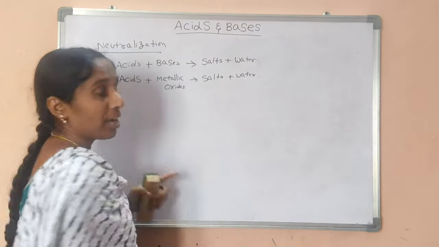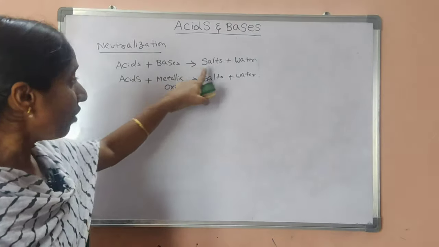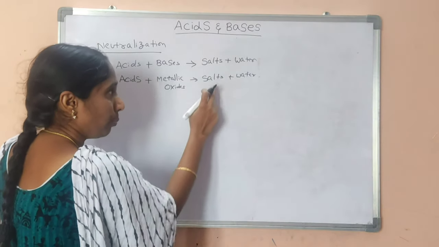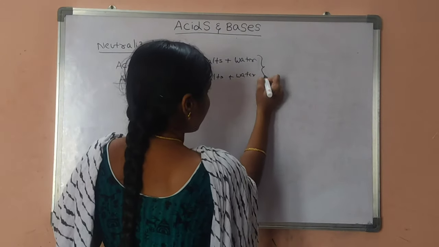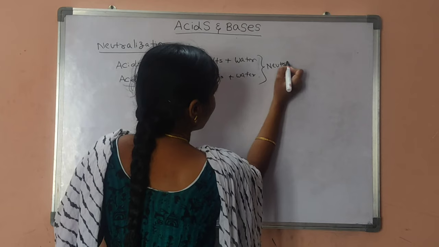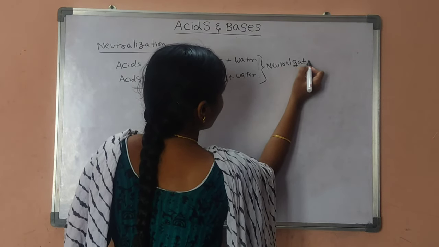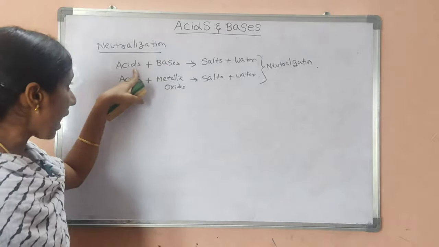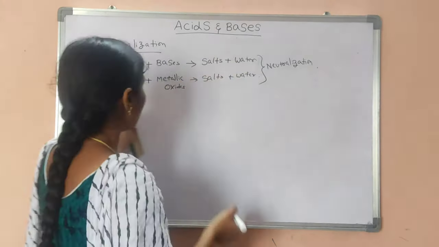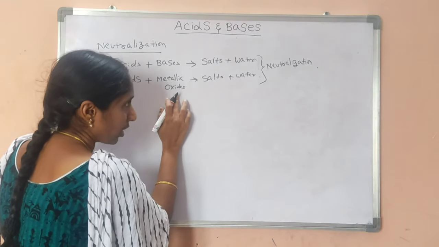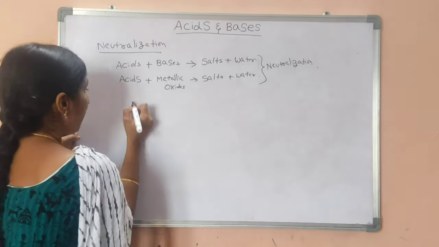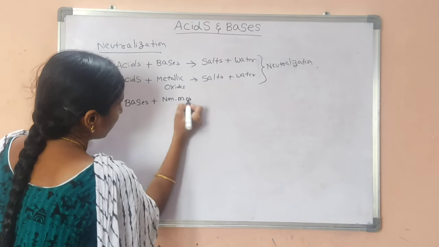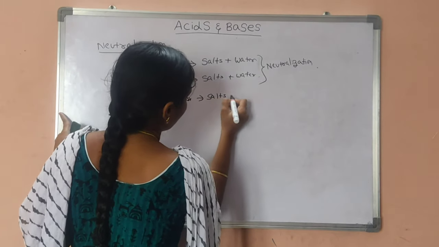Okay, the reaction takes place between acids and bases, we will get salts and water. Acids react with metallic oxides, the same products, salts and water, are formed. These reactions are called neutralization. Then at the same time, bases also react with acids, then get salts and water. Here acids react with metallic oxides, we get salts and water, but bases react with non-metallic oxides, we will get salts and water.